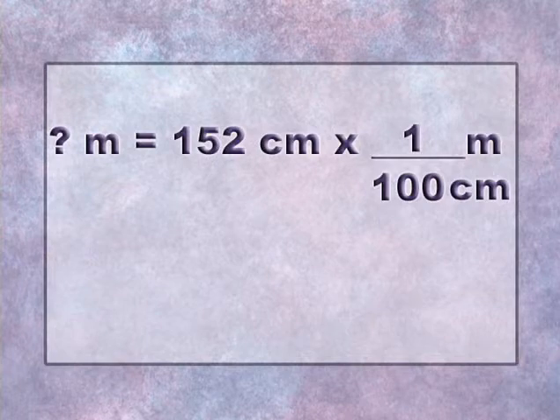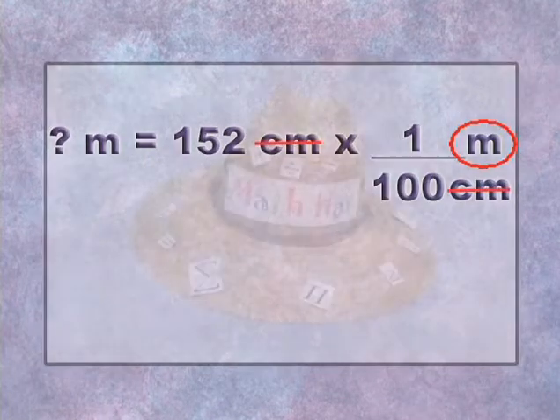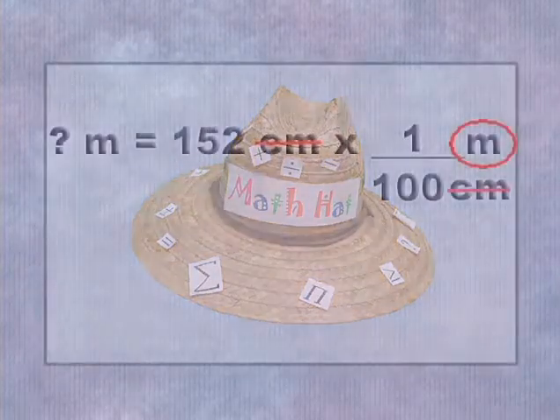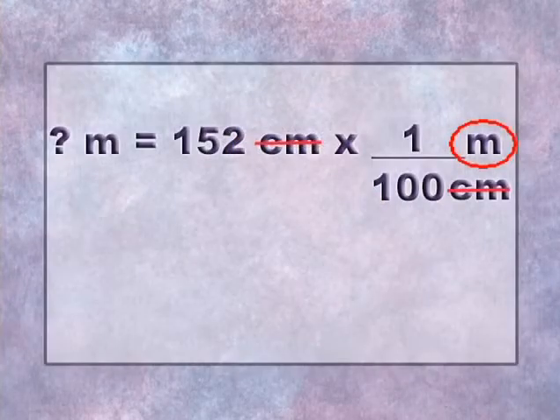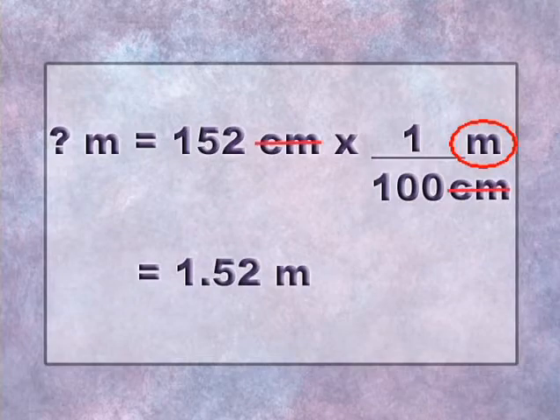The 1 goes with the meter, and the 100 goes with the centimeter. Watch how the units cancel. This leaves only meters. Now, all we have to do is put on our math hat and do the math. The equation tells us to multiply 152 by 1, and then divide by 100, giving us our answer, 1.52 meters.